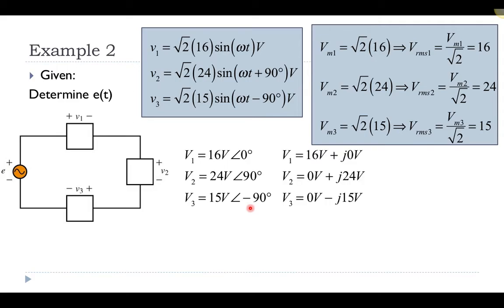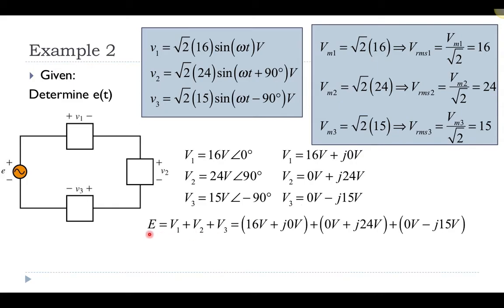Now, according to Kirchhoff's voltage law, I should be able to add these together. In order to add them together, of course, I would rather have them in their rectangular form instead of the polar form. Phase angle of 0 means that I only have a real part. Phase angle of 90 means I have only an imaginary part that's positive. And a phase angle of negative 90 means that I only have an imaginary part that's negative.